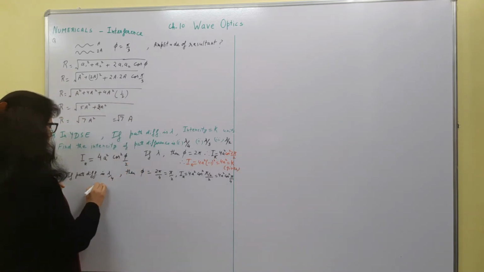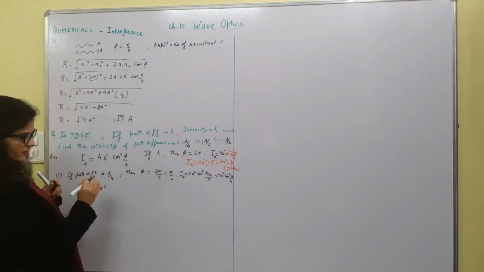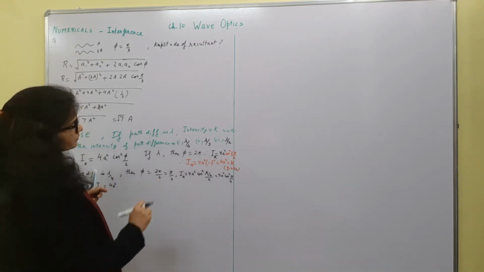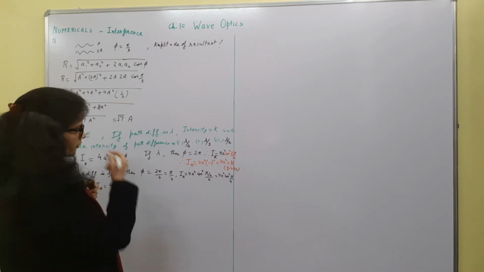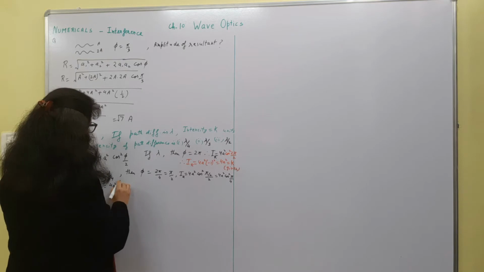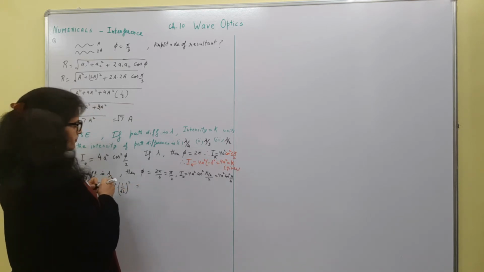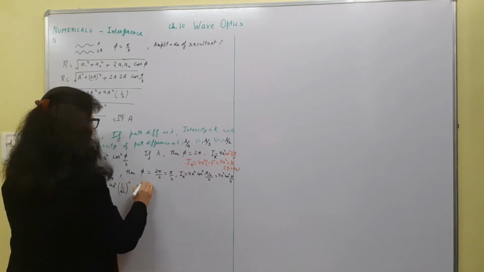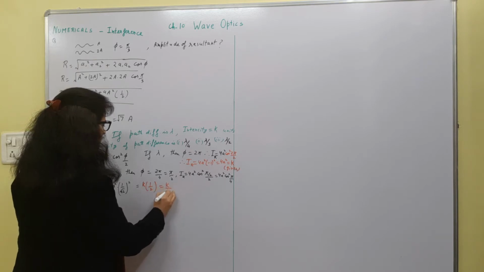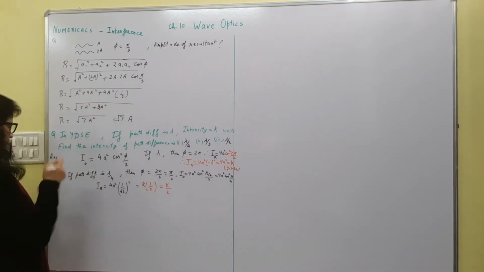So therefore, intensity of resultant in this case will be 4a square and cos pi by 4, 45. Cos 45 degree is 1 by root 2. Square of this is 1 by 2. So this is 4a square, for 4a square we can put k. So this intensity in terms of k is k by 2.